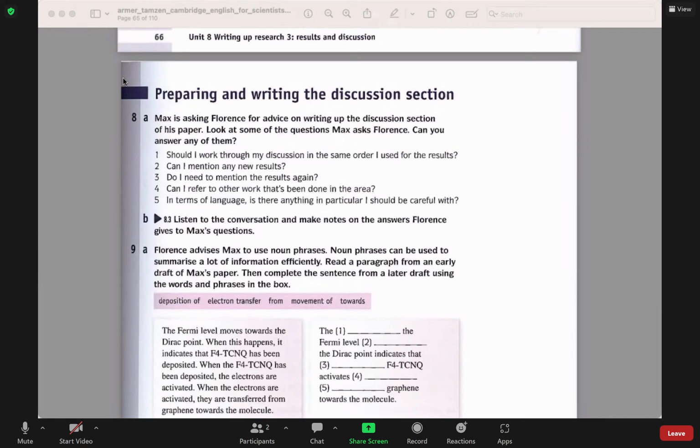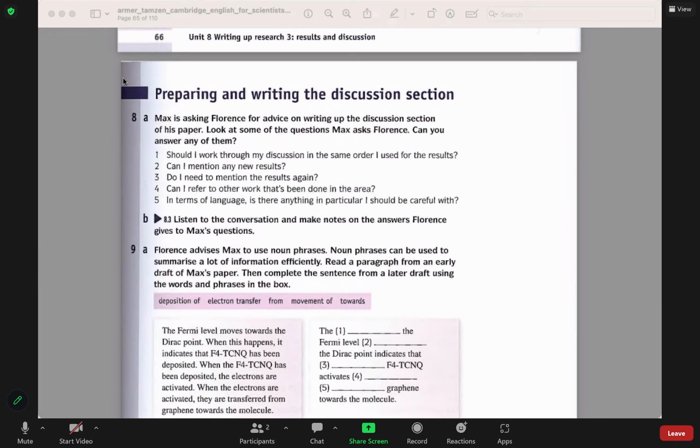Point 3. So my discussion section should explain how my results relate to my hypothesis, what they mean. Yes. So, for example, you could talk about how the fluorine groups are important for electron transfer. That would be an interpretation. Okay, so in terms of the order, should I work through my discussion in the same order I used for the results? Yeah, definitely. You need to basically comment on all the results you mentioned in the same order and say what they mean. And can I mention any new results in this part, or just the ones I've already written about in the results section? If it's a result worth mentioning, it should be in the results. And do I need to mention the results again?